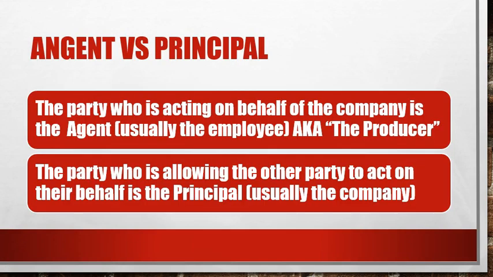So, agent versus principal. The party who is acting on behalf of the company is the agent. That is the employee, also known as the producer. The party who is allowing the other party to act on their behalf is the principal, also known as the company or the insurer.